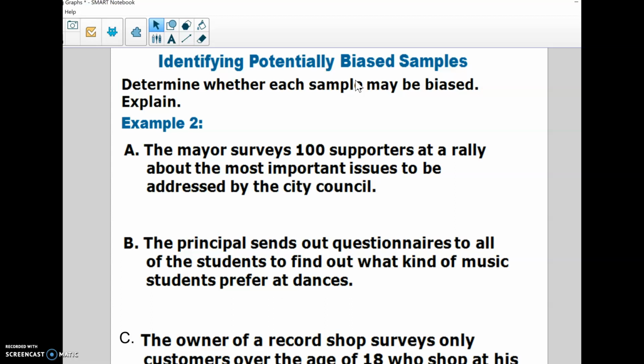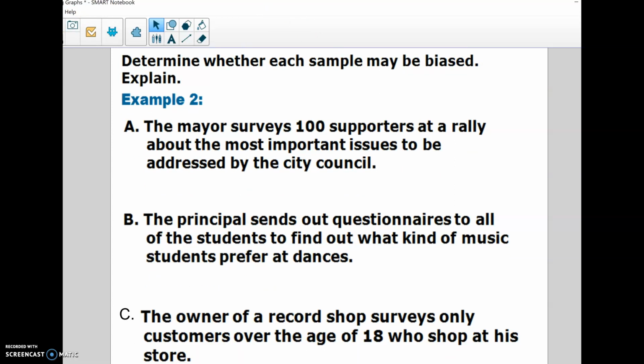Okay, so letter A. The mayor surveys 100 supporters at a rally about the most important issues to be addressed by the city council. I would say that that's biased because he's only asking the supporters at a rally. You'd probably want to ask a random sampling of the city rather than just your supporters. B, the principal sends out questionnaires to all students to find out what kind of music students prefer. I'd say that's not biased. He's sending it out to all students and asking them a plain question, what music do you prefer?